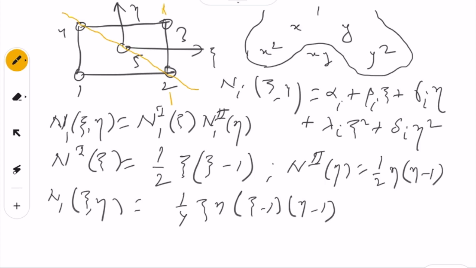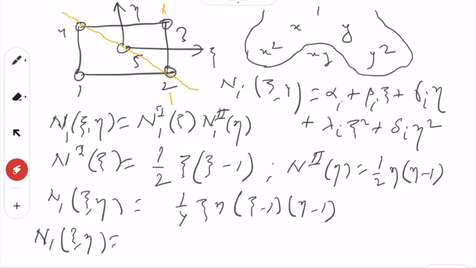That means first we make this equation. So this will be equal to this equation multiplied by this line, you know. So that makes it equal to 0. So accordingly we can write, we can go like this. We can say N1(xi, eta) is equal to what is the equation of this? Okay, what is the equation of this?